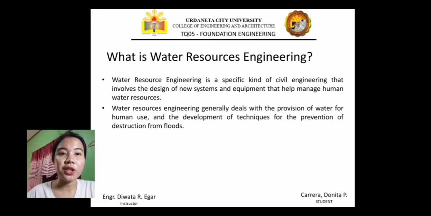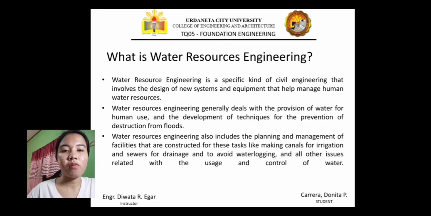Water resources engineering generally deals with the provision of water for human use and the development of techniques for the prevention of destruction from floods. It also includes the planning and management of facilities that are constructed for these tasks, like making canals for irrigation and sewers for drainage and to avoid waterlogging, and all other issues related with the usage and control of water. So it is about controlling the water resources and making practical methods for the current or future problems our engineers may face.